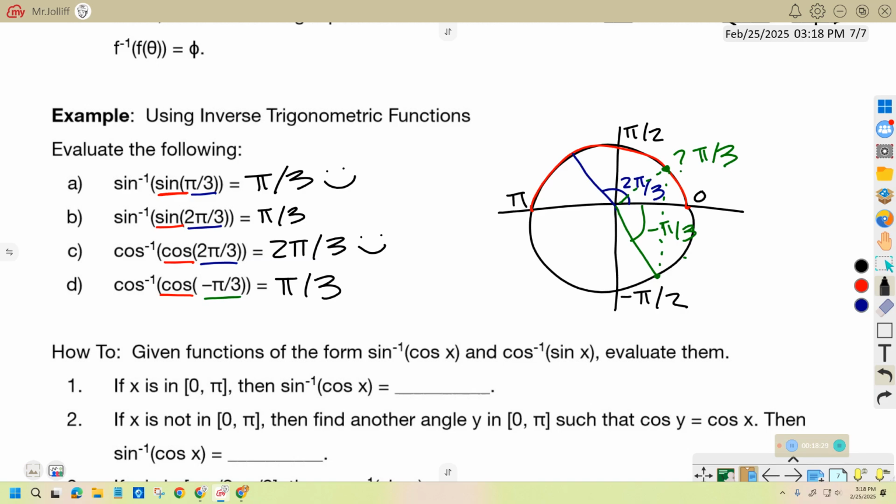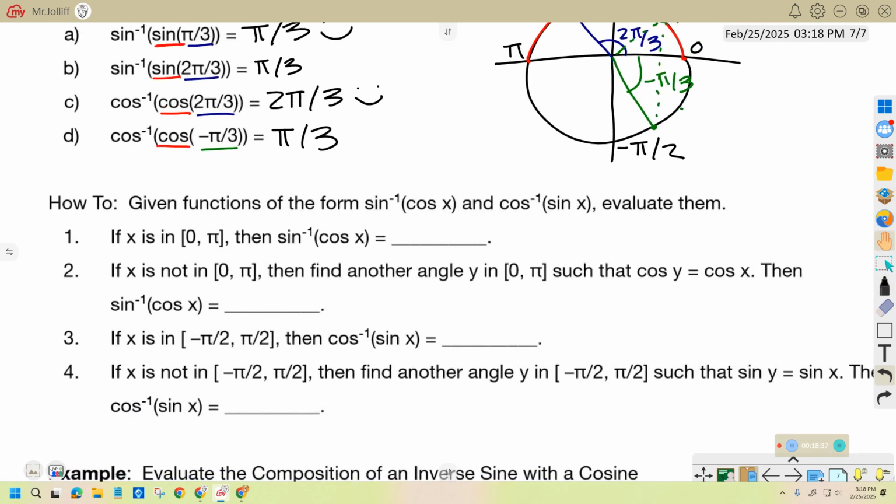So we know how to handle sine inverse of sine and sine of sine inverse. They undo each other. What happens when we get sine inverse of cos? Ugh. Yeah, the shrug. I saw the shrug. We don't know. Let's look at the graphs of sine and cos and see if we can figure it out.